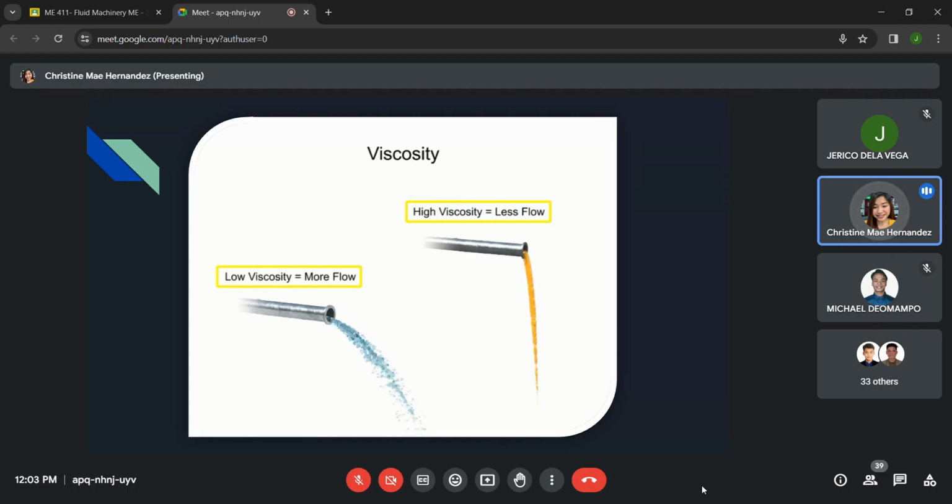So, anong ibig sabihin nito? More flow and less flow. For example, imagine niyo may hawak kayong ketchup and may hawak kayong water bottle. Hinold nyo upside down yung water bottle, allowing the water to flow. Ang bilis, di ba? Ang bilis na ubos ng tubig na nasa bottle.